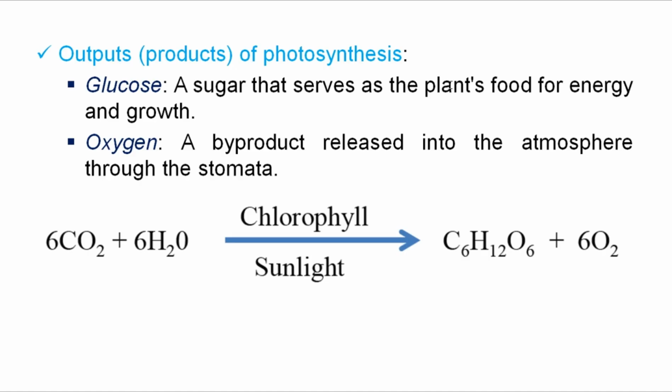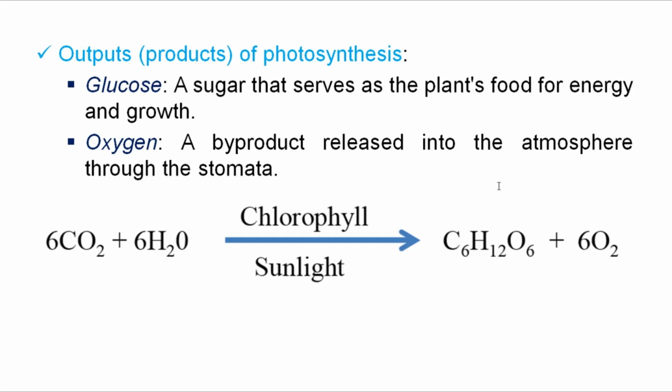And this sugar contains energy. That energy is important for growth, and it is also important for performing different activities within the plant body. Oxygen is a byproduct released during the process of photosynthesis, and it is released into the atmosphere through the tiny openings known as stomata. So glucose and oxygen are the products or the outputs of photosynthesis.